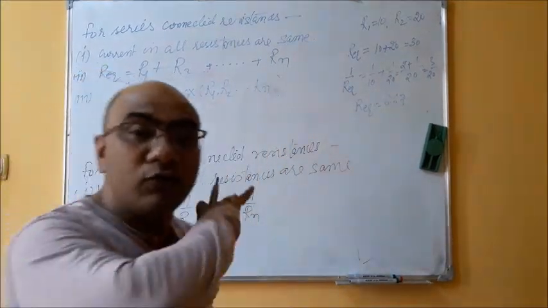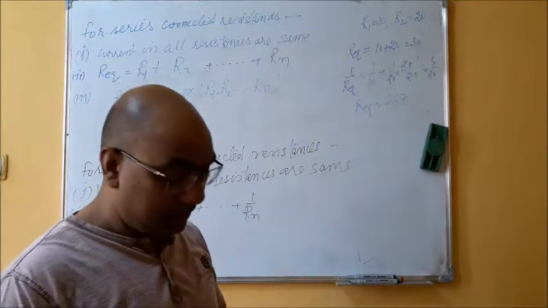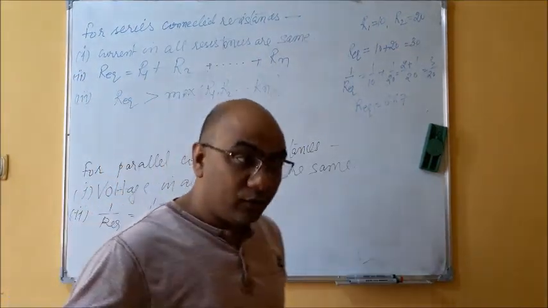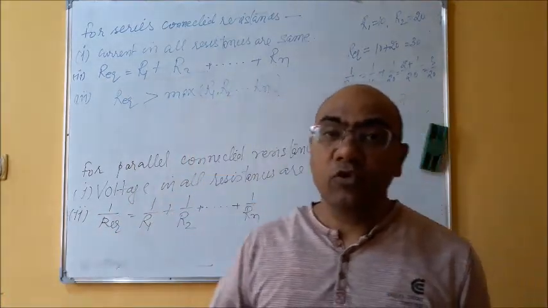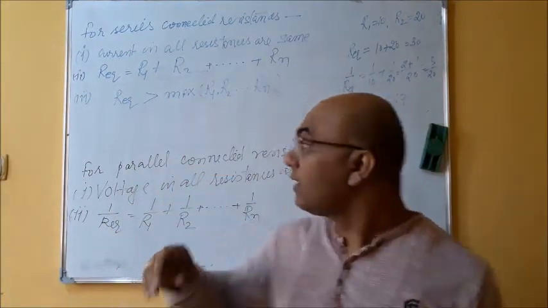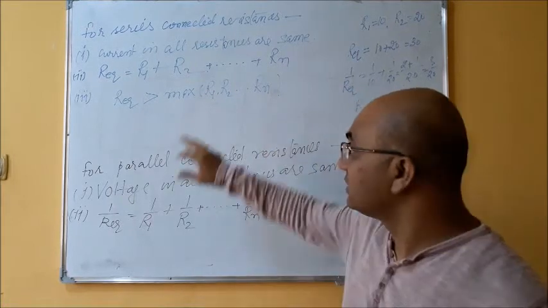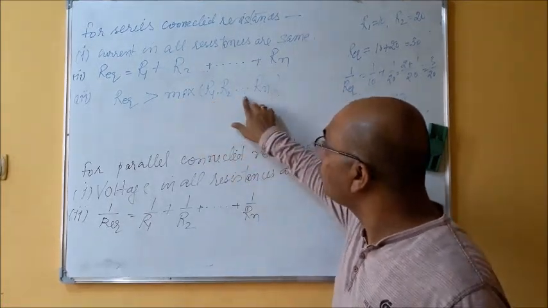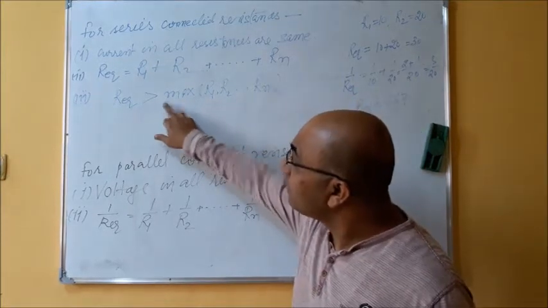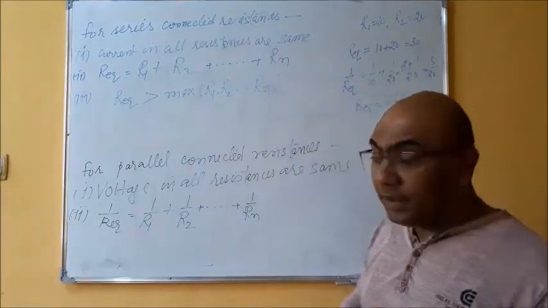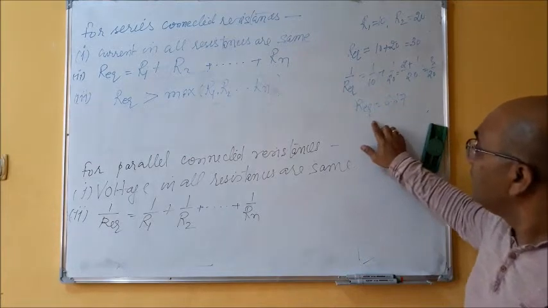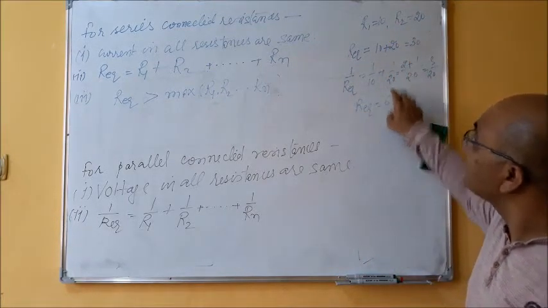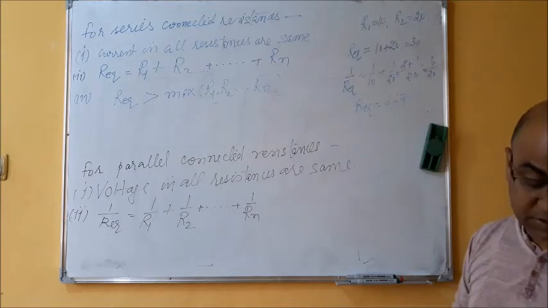Right? So suppose I have two resistances, one is 10 and another is 20. So when I connect them in series, the overall resistance will be more than the value of the highest resistance. So this is what I am saying. The maximum of R1, R2, R3, it will be more than this. Right? In the same way, you see the value is 10 and this is 20. So equivalent resistance is less than the minimum value of the resistance.